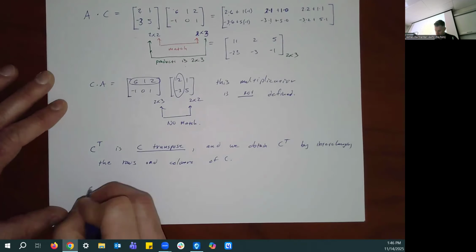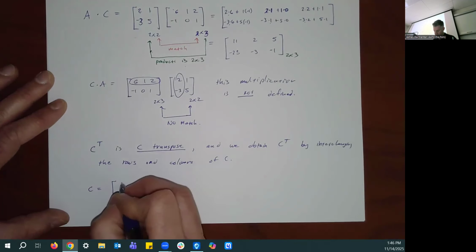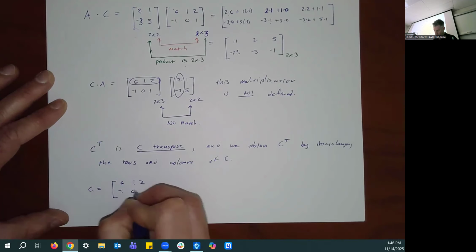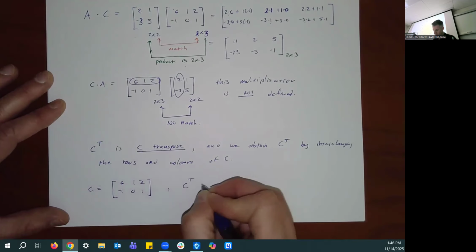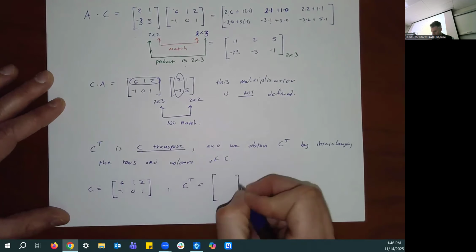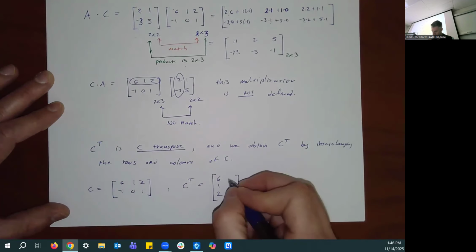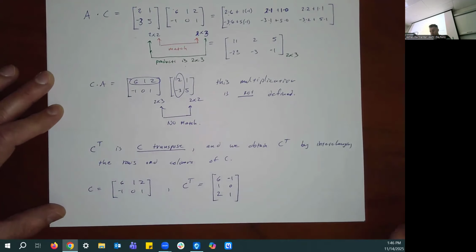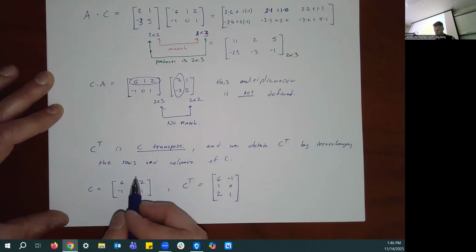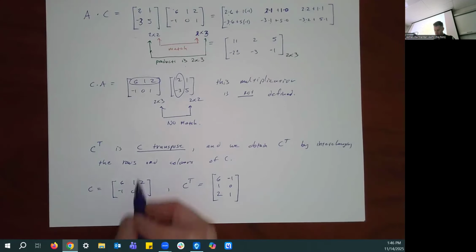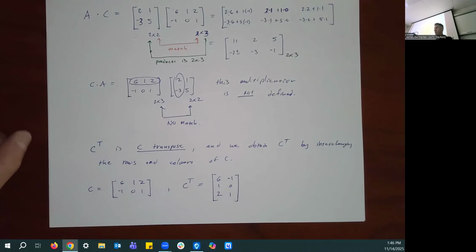So if C is equal to the 2 by 3 matrix 6, 1, 2, negative 1, 0, 1, then C transpose is the 3 by 2 matrix, where what was the first row is now the first column, and what was the second row is now the second column. Or said a different way, what was the first column is now the first row, what was the second column is now the second row, and what was the third column is now the third row. So all of your rows and columns have interchanged. You can think of it like you're taking the matrix and reflecting it across its diagonal. So this thing that was 2 by 3 became 3 by 2.